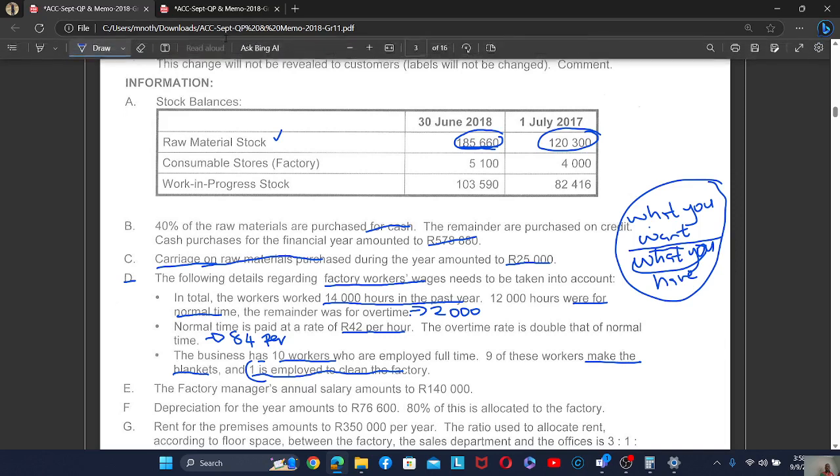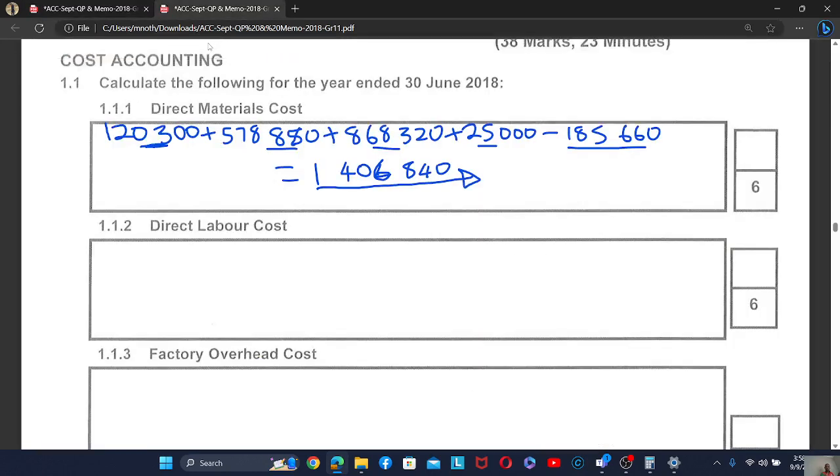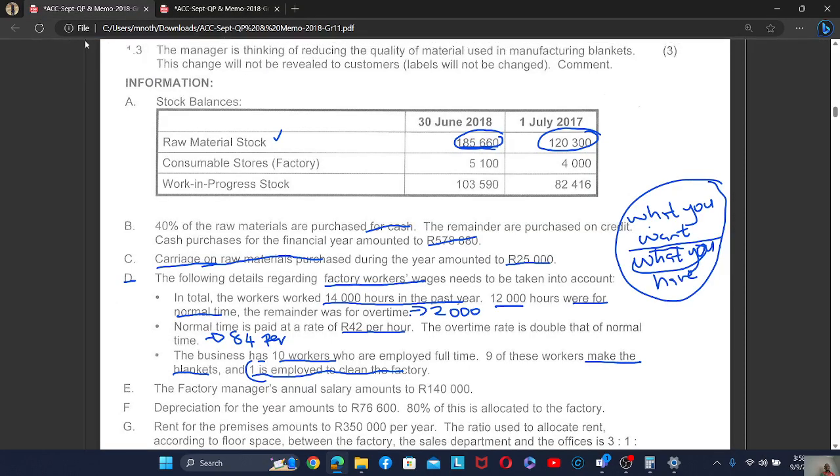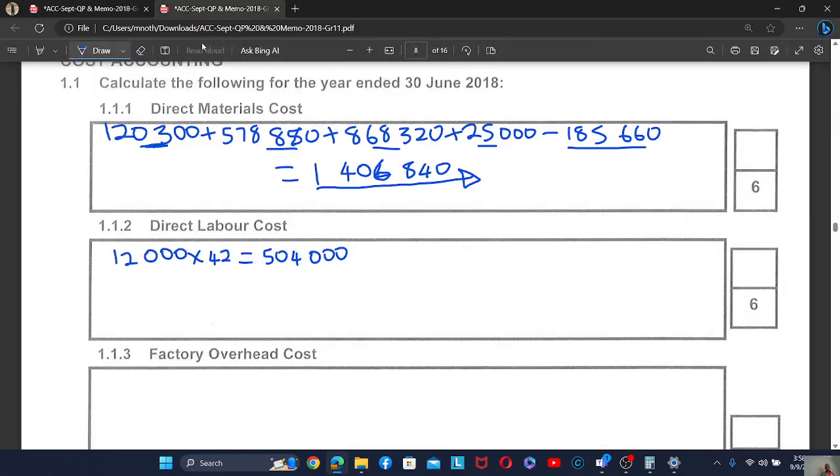Now let's calculate. They said the normal time is 12,000 hours, and normal time is 42 rand per hour, right? So that is how much? 504,000. This means that these employees were paid 504,000 for the normal time. And then for the overtime, they were paid how much?